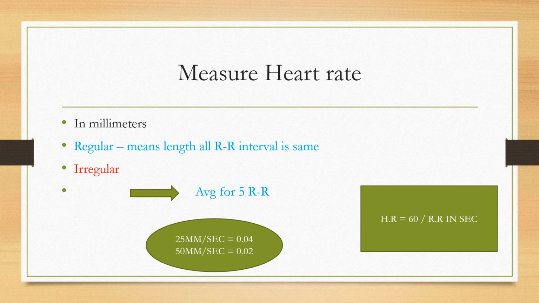For example, if we have a 15 millimeter average RR interval, then we will multiply it by 0.04. Our RR interval in seconds will be 0.6 second, and when we divide 60 by 0.6, our cardiac rate will be 100 beats per minute. And we know if the cardiac rate is 100 beats per minute, then this is the condition for tachycardia.